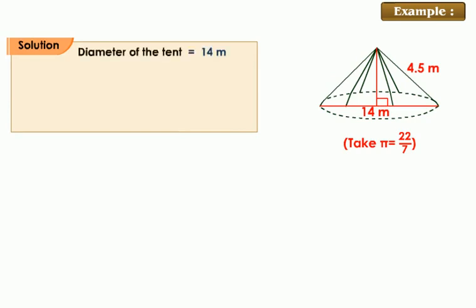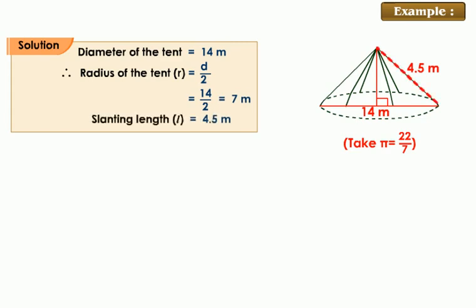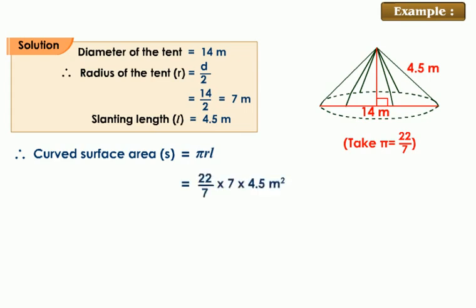Students, the diameter of the tent is equal to 14 meter. Therefore, the radius of the tent r is given by d divided by 2, that is 14 divided by 2 equals 7 meter. Also, the slanting length, that is l, is equal to 4.5 meter. Therefore, the curved surface area, or S, is given by pi r l. This equals 22 by 7 into 7 into 4.5 meter square, which gives us 99 meter square.